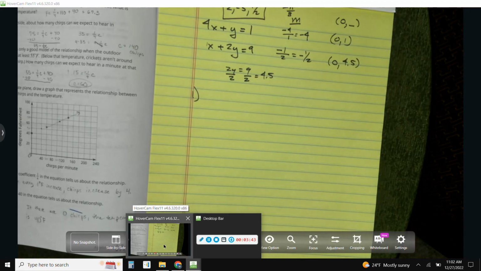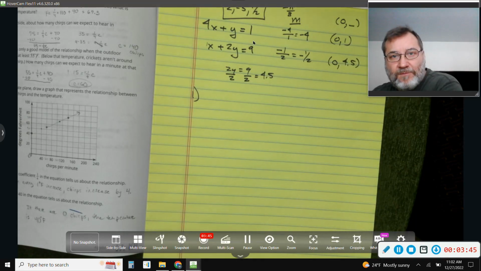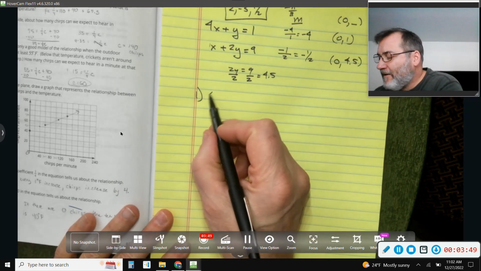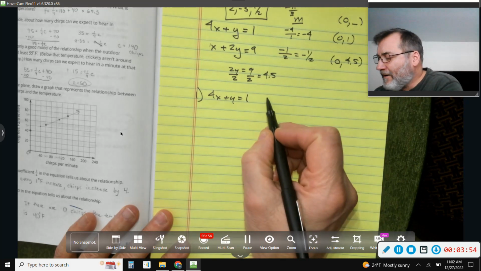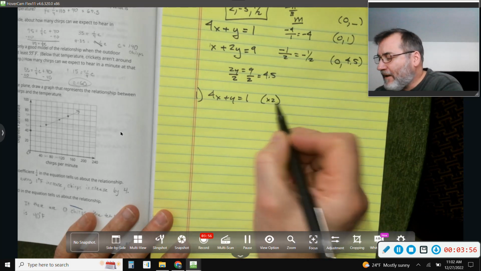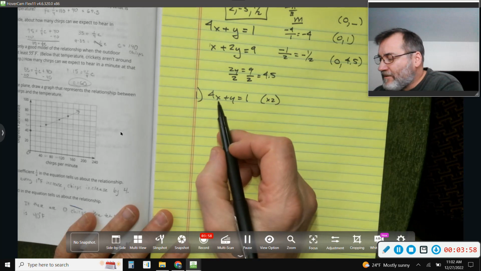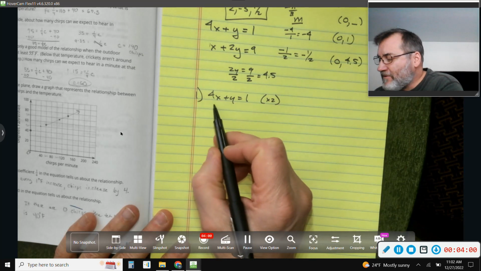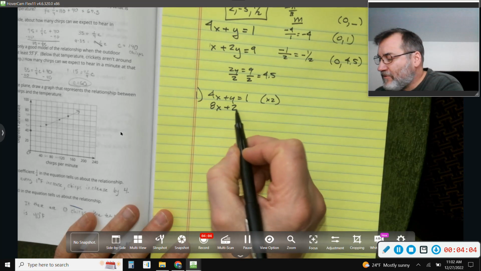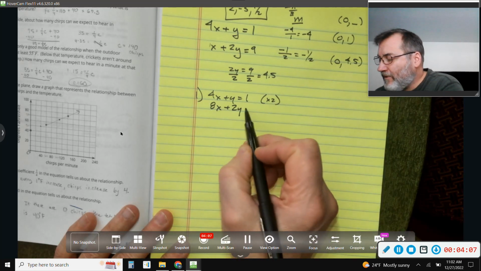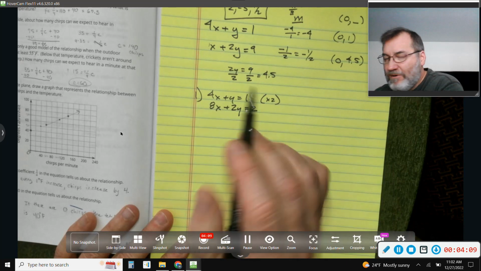All right. So what we're going to do here is take these numbers and just multiply them through. So if I take 4x plus y equals 1, and this first one I'm going to multiply everything by 2. All right. So 4x times 2 is 8x. 1y times 2 is 2y, and then 2 times 1 is 2. Now I want you to notice something here.